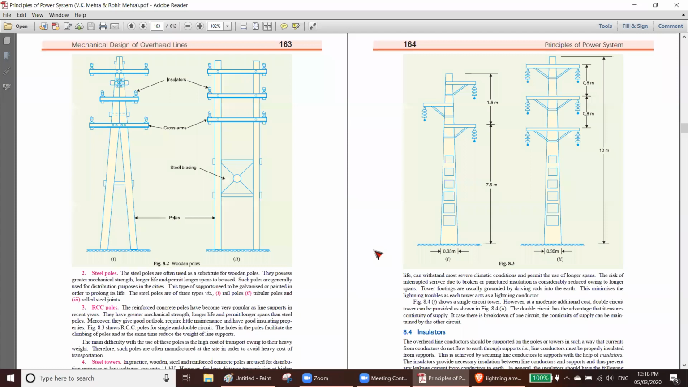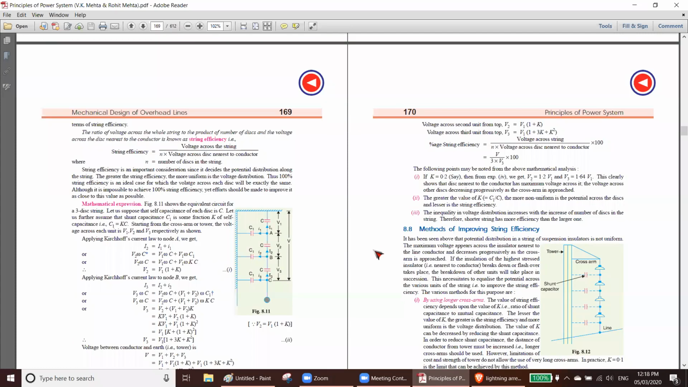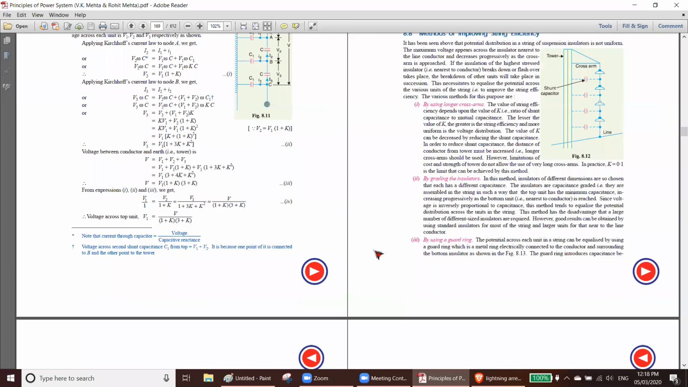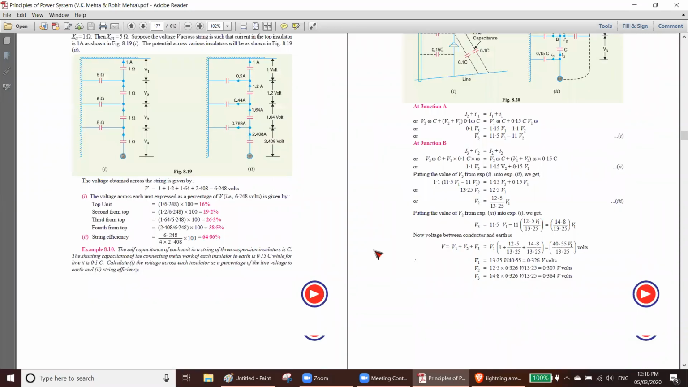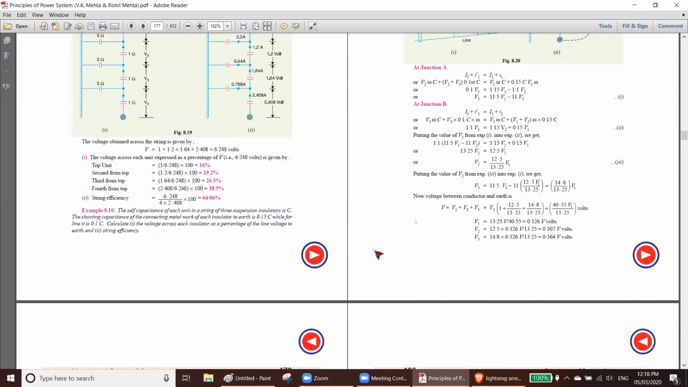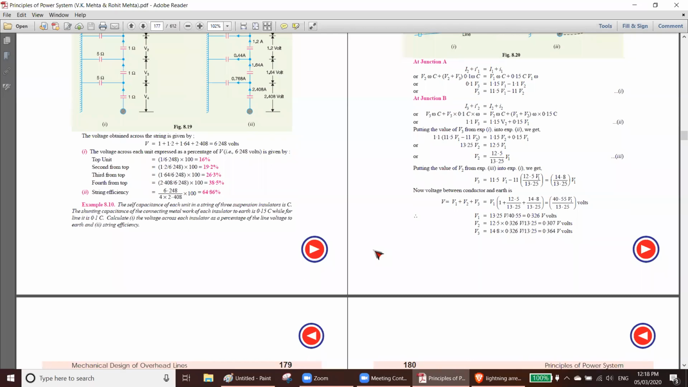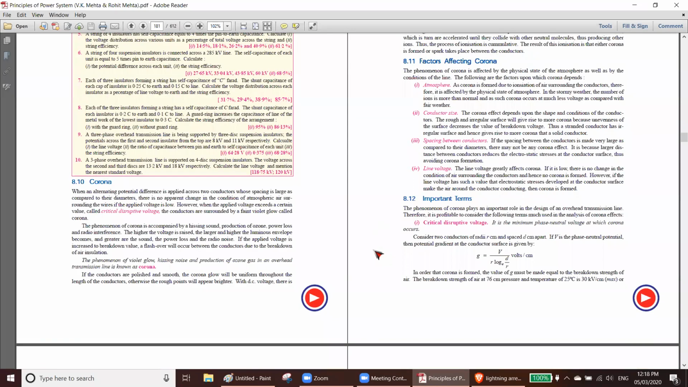Very important chapter actually. We will have 70% of the questions from here in the midterm. Remember, 70% of the questions from here.